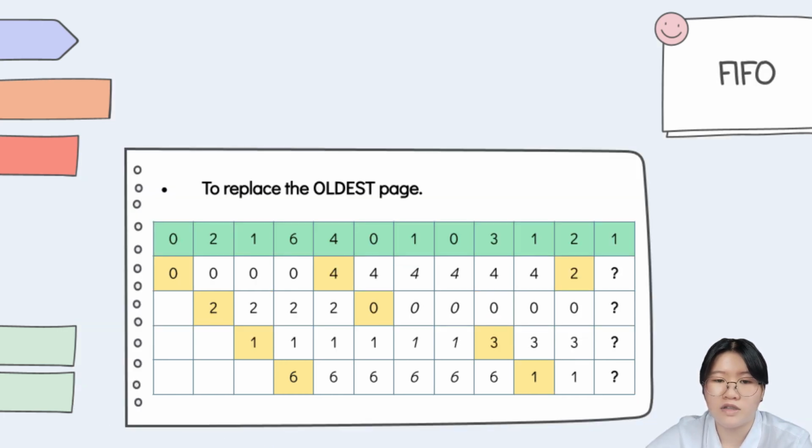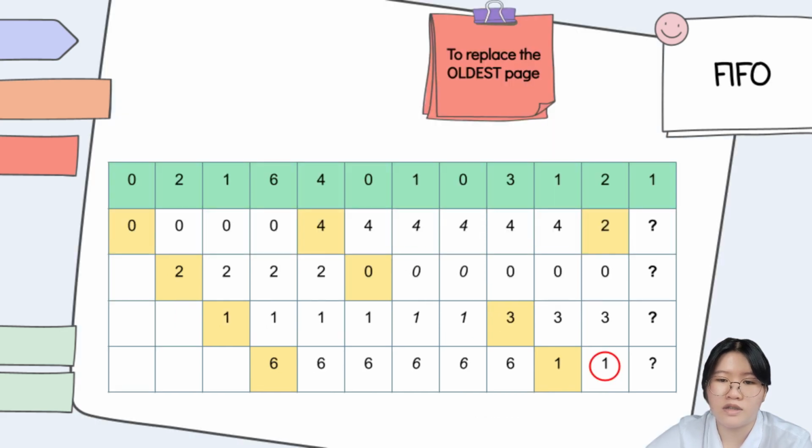Lastly, we want to insert the last number 1, but it's already in the memory, so there is no change. We insert again 2, 0, 3, and 1 in the memory without any page fault.